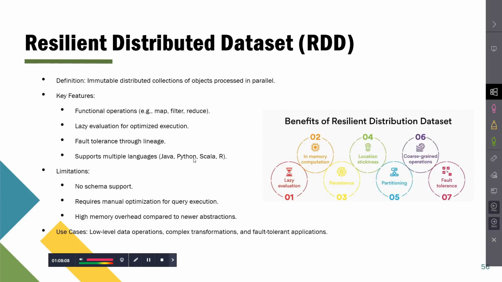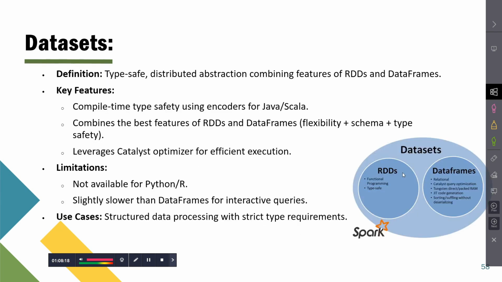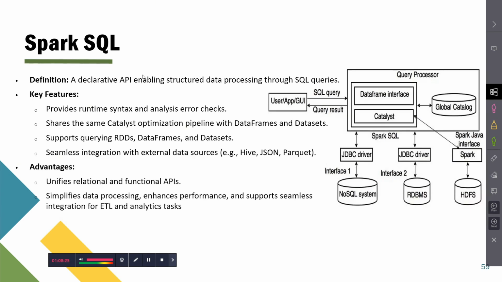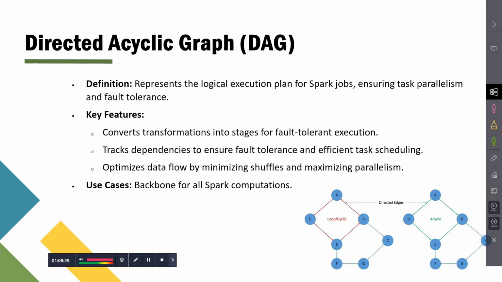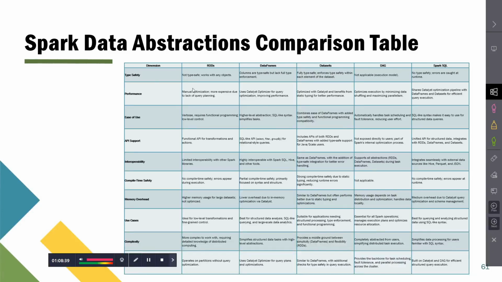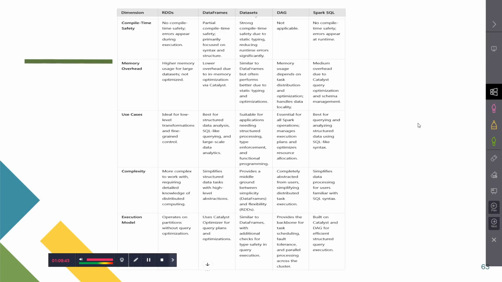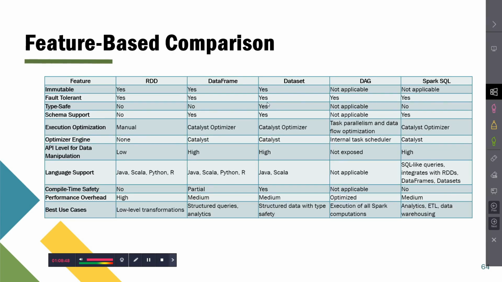One by one, we explained what RDD is, lazy evaluation especially, and the characteristics of RDD, and DataFrame and Dataset, and we said Dataset integrates RDD and DataFrame, and SQL is a new version of SQL. Then we talked about the DAG, a directed acyclic graph, meaning not cyclic. Then the comparison table explaining each characteristic of these five, and one more feature-based table comparing those five data representations.